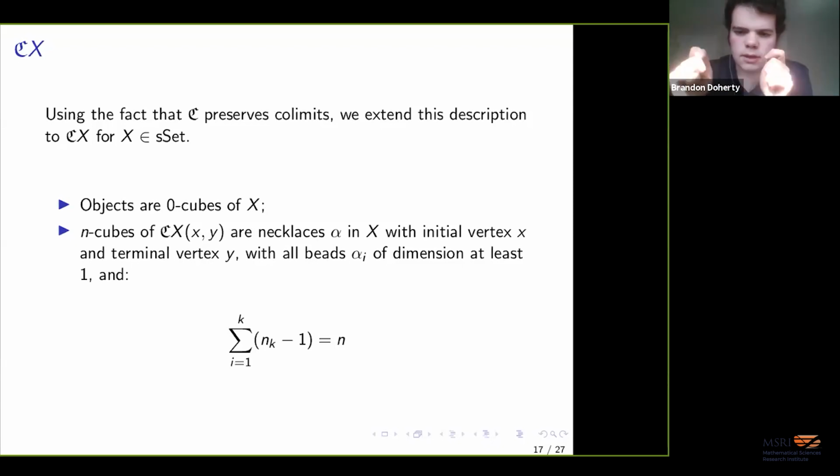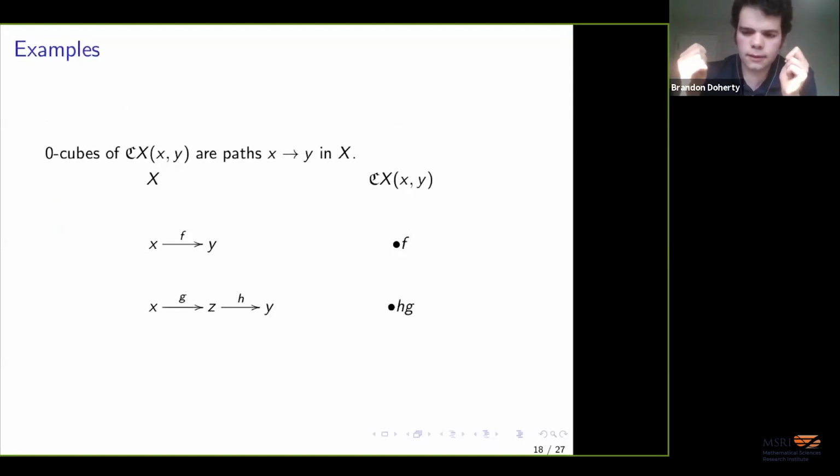And then the dimensions minus 1 of these beads add up to n, the dimension of the cube. So what this sum formula means is that each bead of a necklace contributes its dimension minus 1 to the dimension of the cube corresponding to that necklace. So let's look at some examples of what kinds of necklaces correspond to cubes of certain low dimensions.